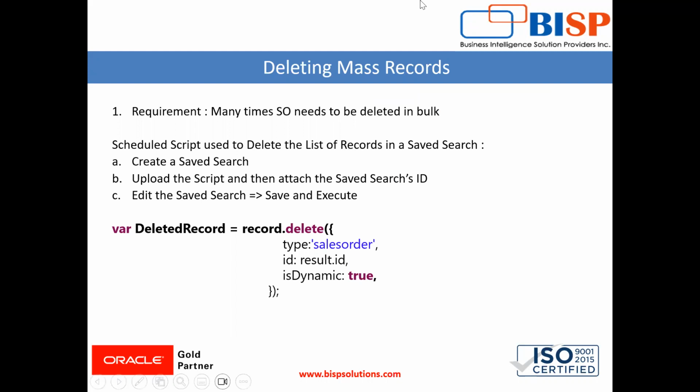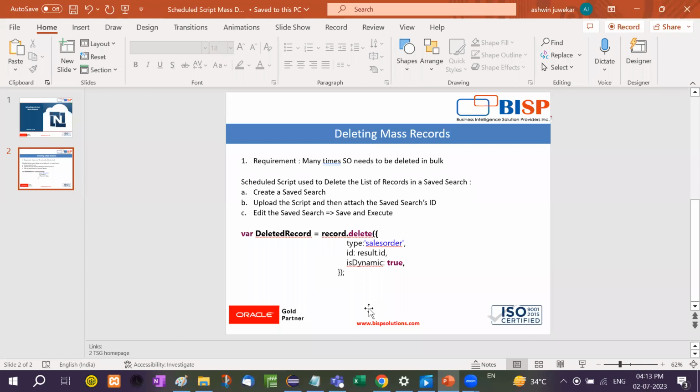Now, in the scheduled script, first of all, we will create a saved search that will identify the sales orders, upload the script, and then attach the saved search ID with that scheduled script. Then we will edit the script and then save and execute. And this is the code: record.delete, type equal to sales order, ID equal to result.id. Okay, let me show you with some practical.